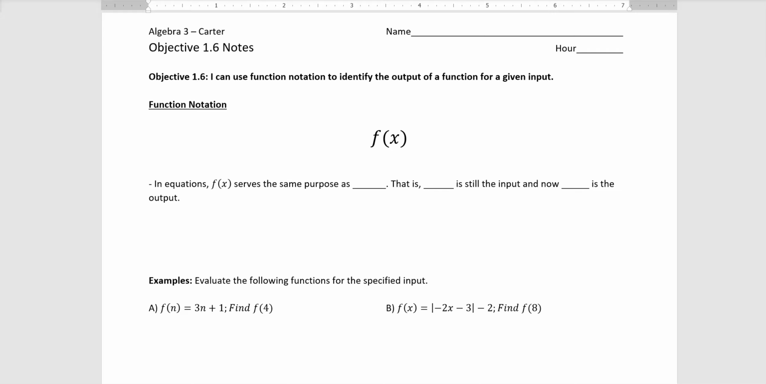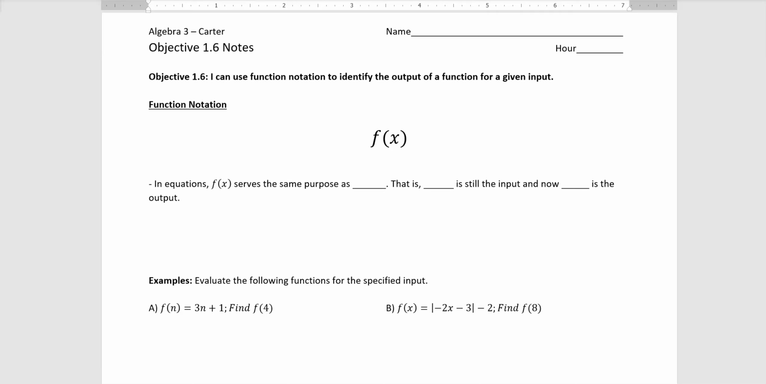Objective 1.6 says I can use function notation to identify the output of a function for a given input. This is something you've actually already been doing a bit this unit, but this objective really is going to focus on solidifying these skills. So first, let's talk about function notation.